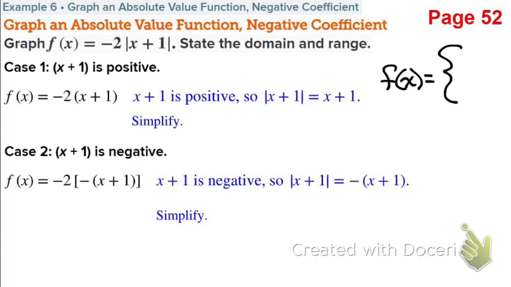There are 2 cases where we need to consider this. Case 1 is if the part inside the absolute value right here is positive. If I have a positive number inside the absolute value, like 7, how far away from 0 is 7? How many hops would it take to go from 0 to 7? 7 hops. So absolute value of 7 is 7.